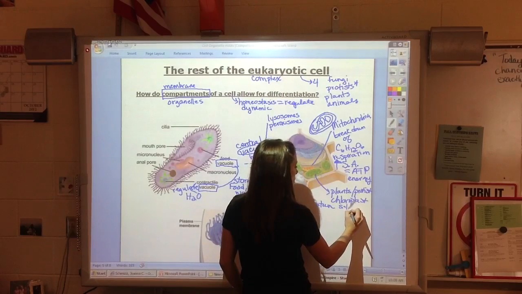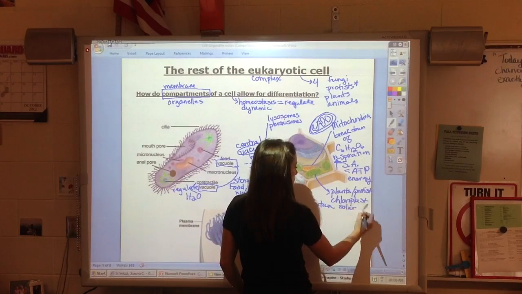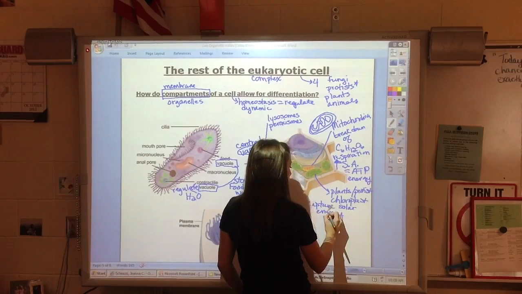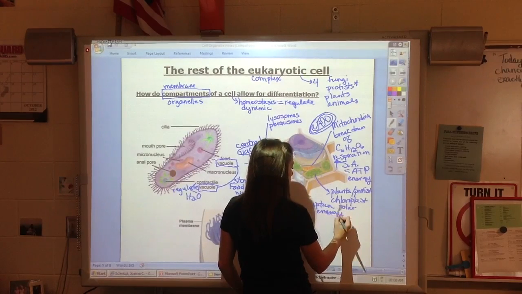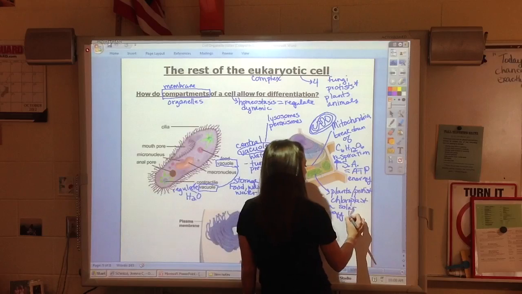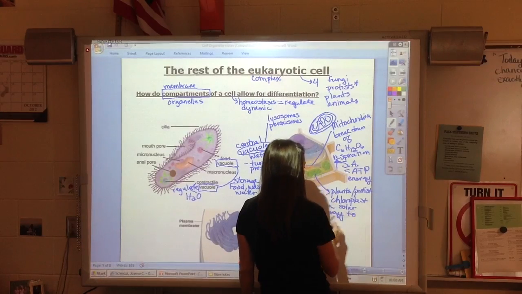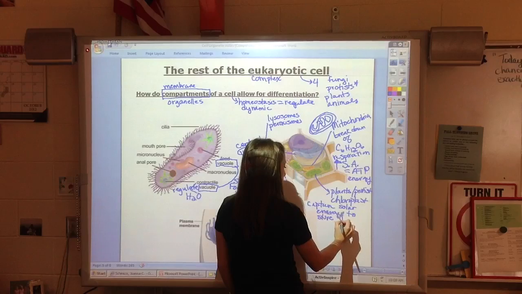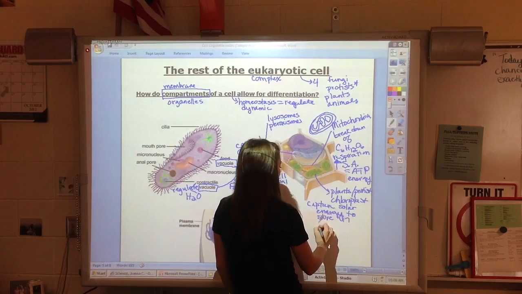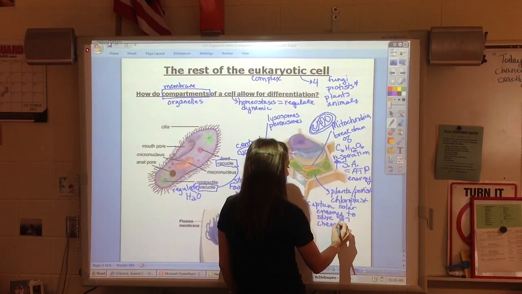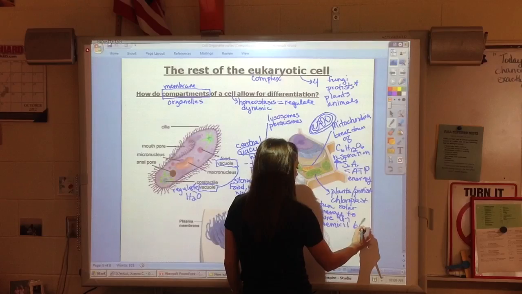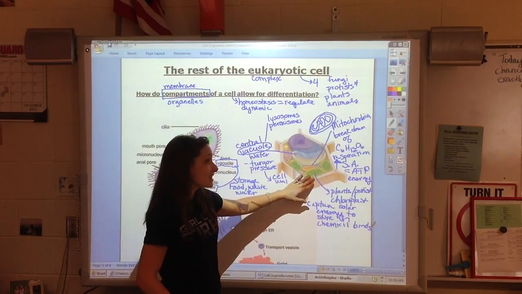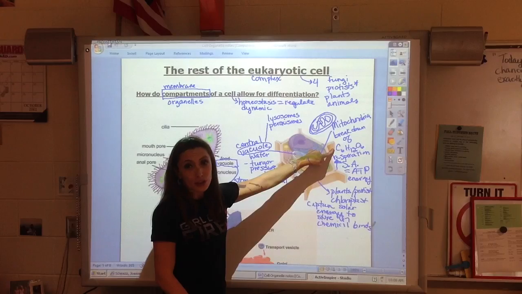solar energy to store in chemical bonds. So photosynthesis is actually the building of glucose.